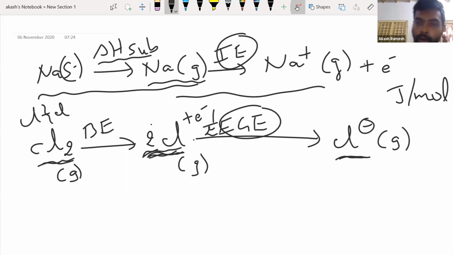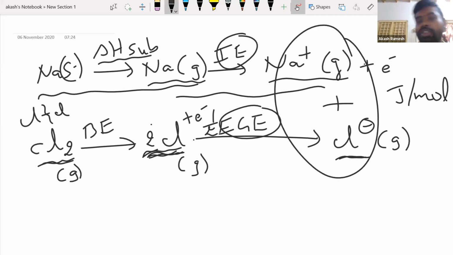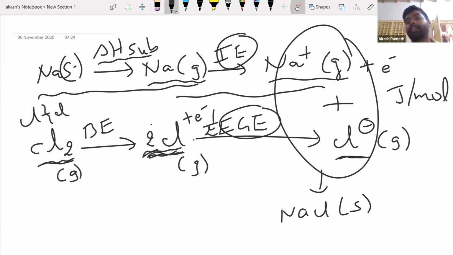Now, that is done. I have formed the favorable ions, Na plus and Cl minus. Now what are you going to do? You are going to add these two, Na plus and Cl minus, to form your NaCl in solid form. When Na plus and Cl minus combine, they will eventually form the NaCl crystal in solid form. Obviously, now you are making a bond here, forming the crystal. So what is the enthalpy associated here? Tell me.